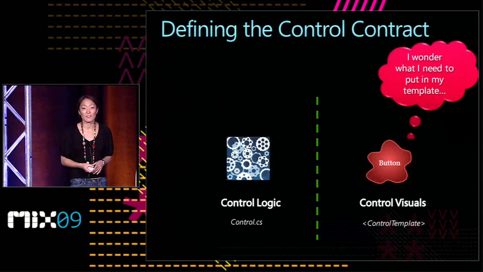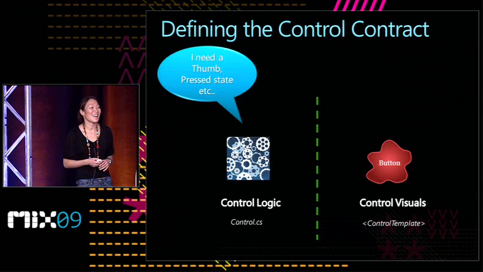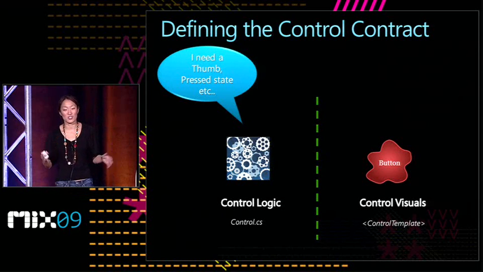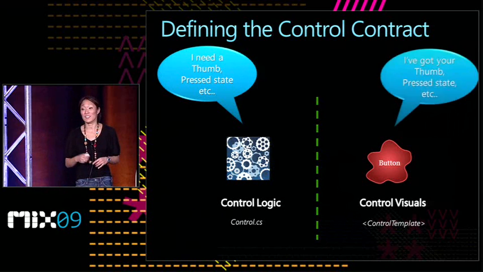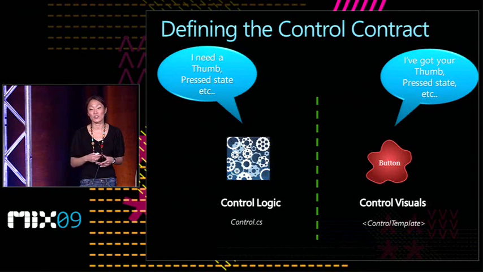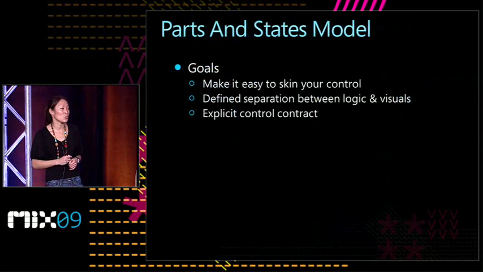And wouldn't it be great for the control developer to just very explicitly say, you know what, designer, I need certain things from you. I need a thumb, I need the way the control should look in the press state, in the mouse over state. And then it's very easy for the designer to come in and provide those experiences and those elements inside of the control template. This leads us to the parts and states model in Silverlight.